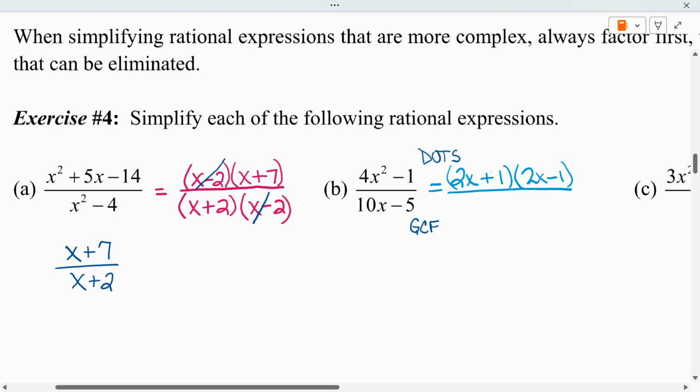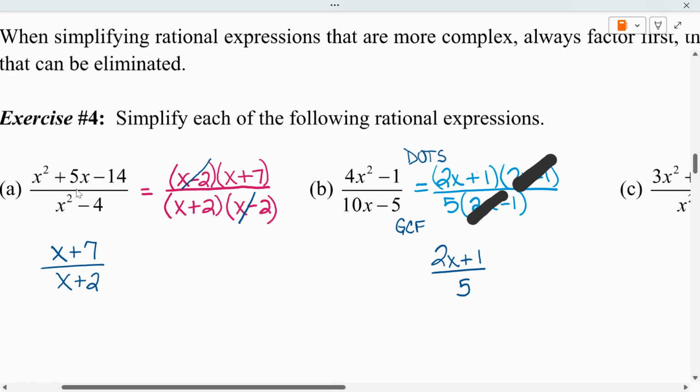Over, what's my GCF in the denominator? 5. When I divide both terms by 5, I'm left with a 2x minus 1. Cancel out. My final answer, 2x plus 1 over 5. We feel good about that?